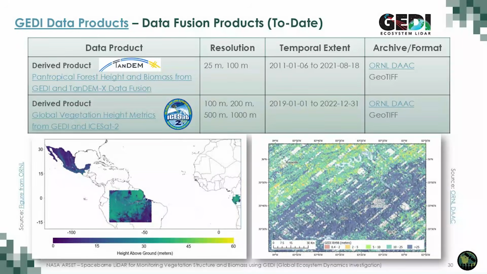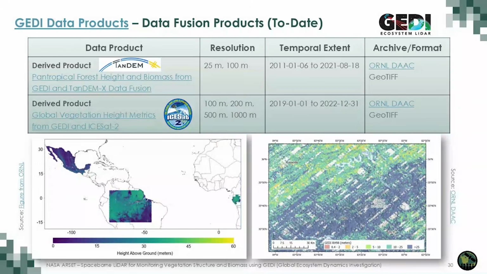For example, a simultaneous spaceborne lidar mission, ICESat-2, collects photon point cloud data over vegetation in terrestrial areas as well, that can be fused with GEDI for increasing the 3D sampling density and temporal coverage of the observations, and it's provided as a fused product at lower resolutions.